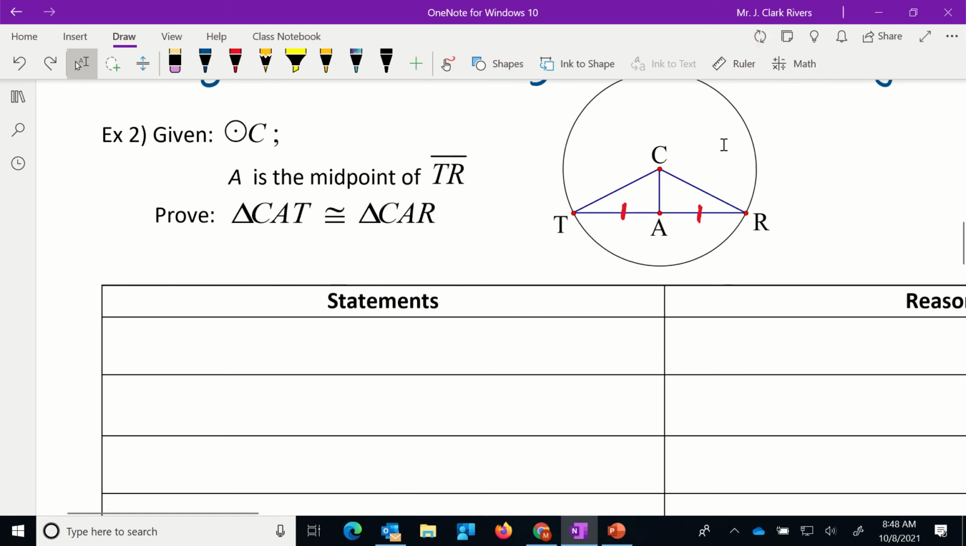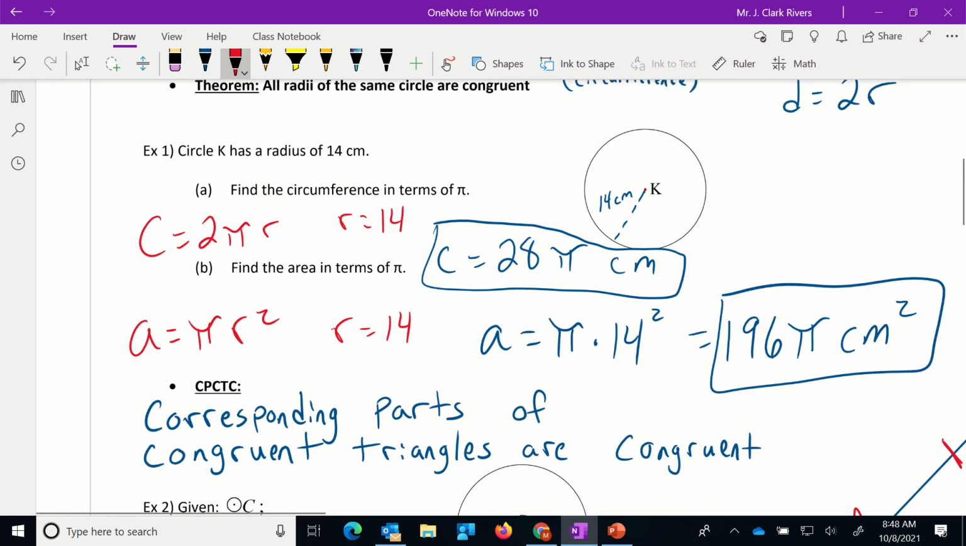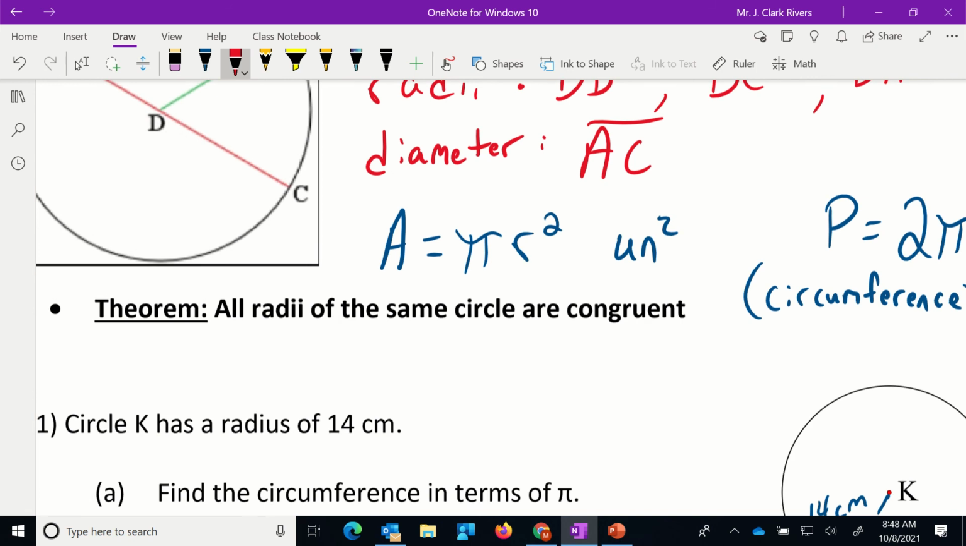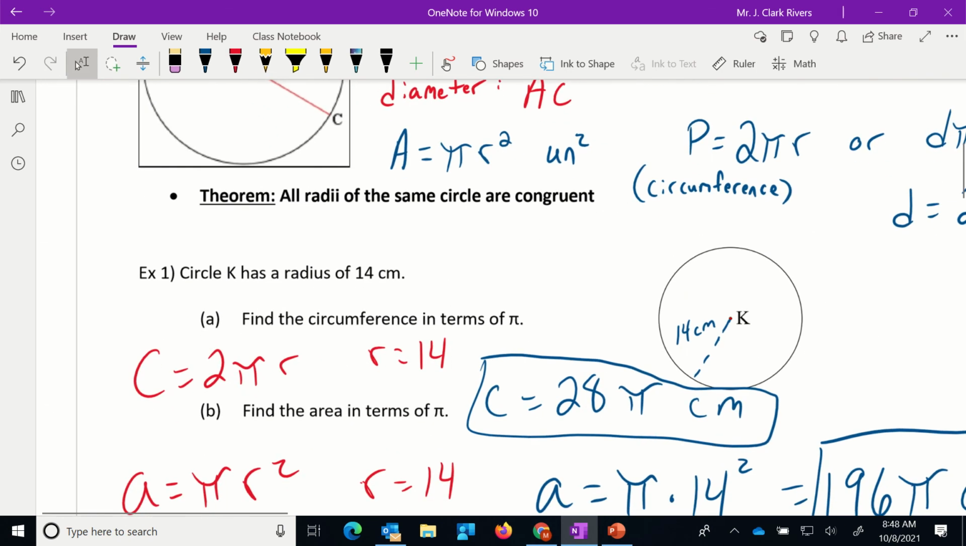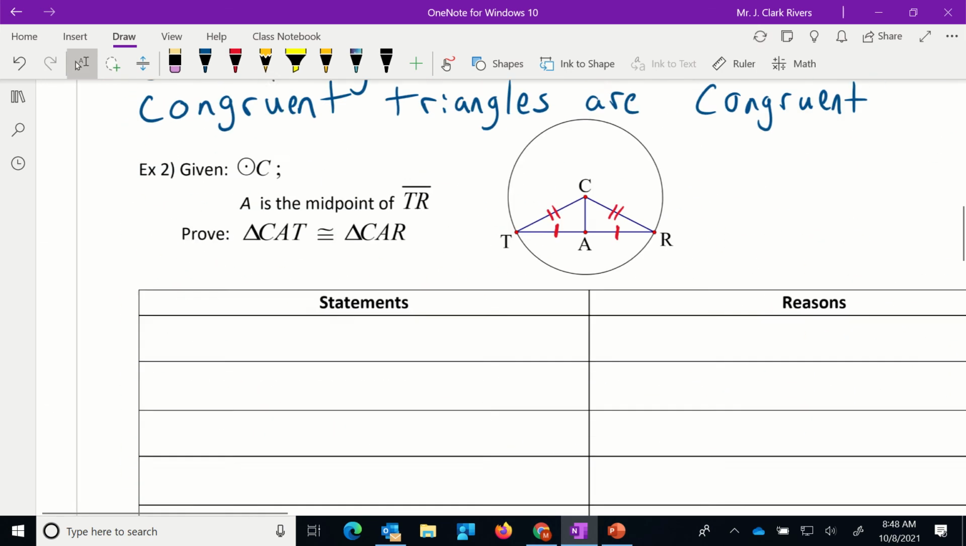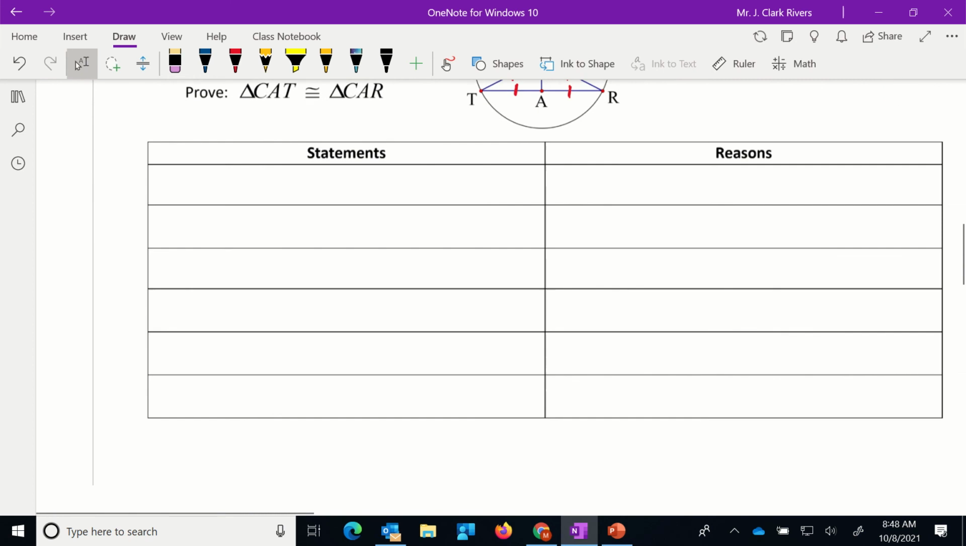What other thing do you see here? CT is congruent to CR. What is that reason going to be? That's right. It's that reason we just learned. All radii of the same circle are congruent. Do y'all want to try this one on your own now that we've marked it up? Yes. Give it a shot.